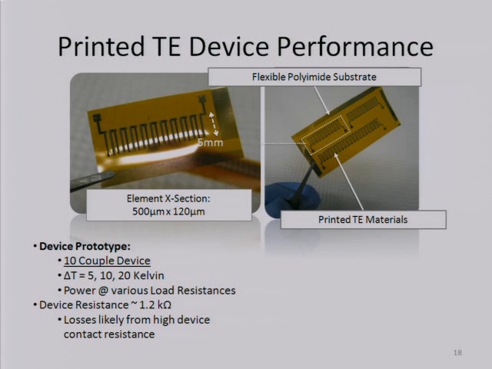So what happens when we print these devices? Well, here's an example of a thermoelectric generator printed on a flexible polyimide substrate. You can see the scale there, 5 millimeters. These elements are 5 millimeters in length, and their cross sections are about 500 microns by about 120 microns. And we can print them for whatever length we want, but we've been working so far with the 10-couple device with delta T's across it of 5, 10, and 20 Kelvin.